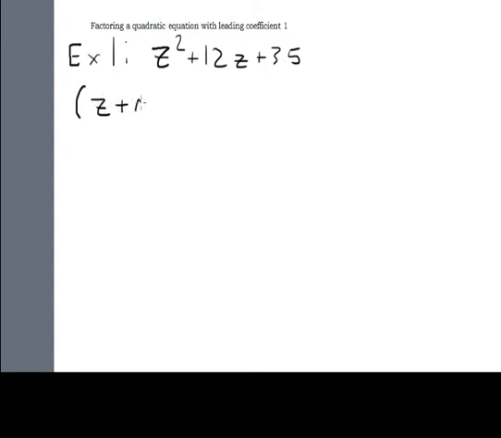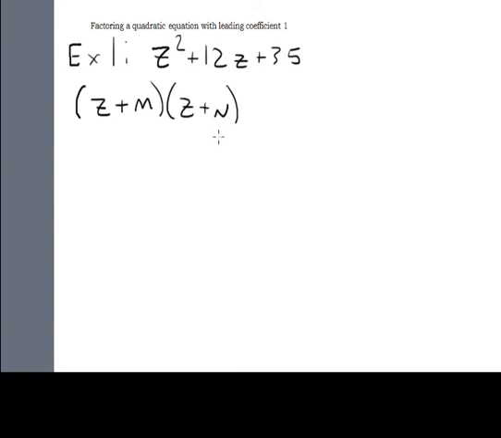z plus m times z plus n, where m and n are both real numbers, in particular here integers. Now, it's important to recognize that in general, m and n can be either positive or negative numbers. So this might look like z minus 5 or something. But in general, we're looking to find out what the values of m and n are in this problem. That's what we're trying to do.